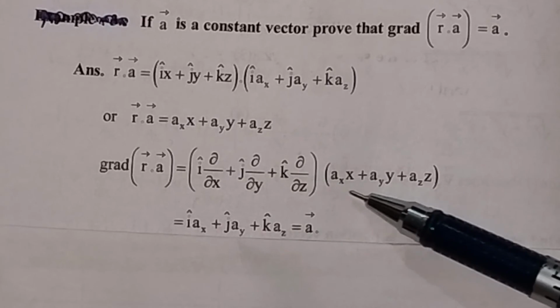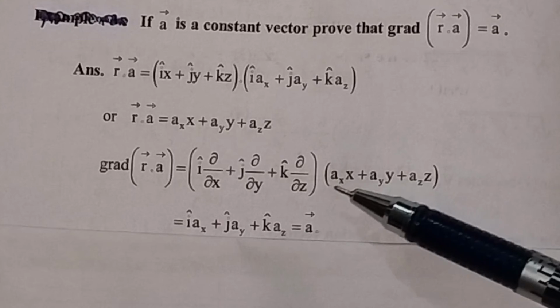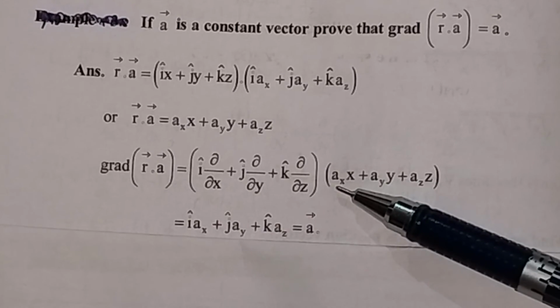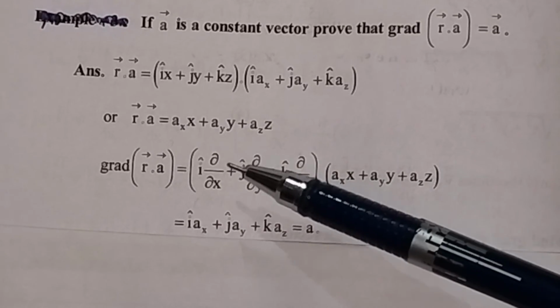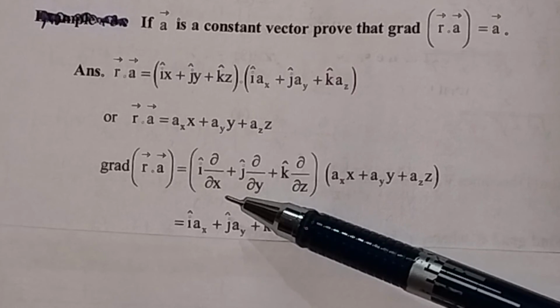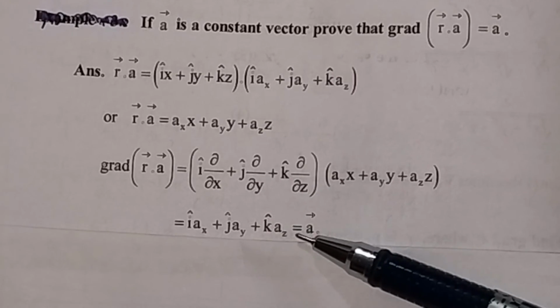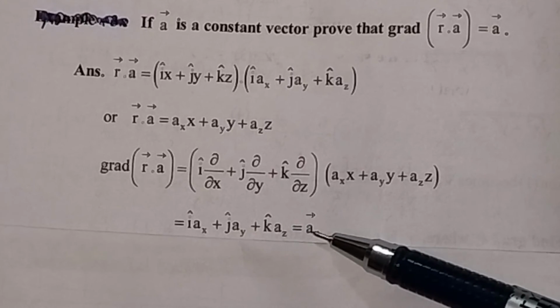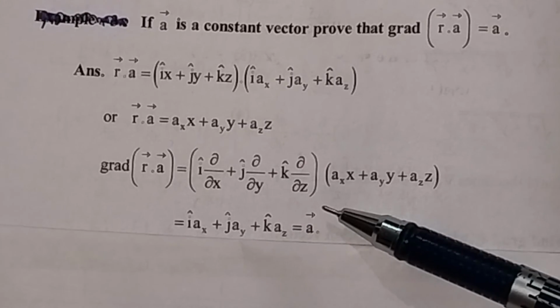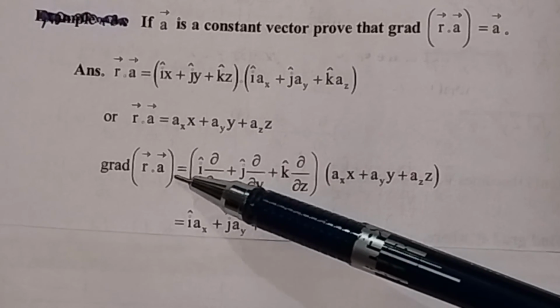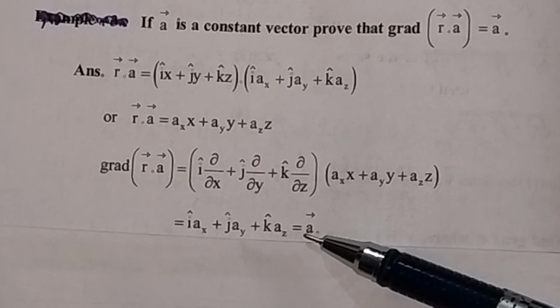So del operator on this scalar quantity will be equal to i cap ax, because partial derivative of x with respect to x is equal to 1. Similarly, j cap ay plus k cap az, and this is nothing but your constant vector A. So gradient of r dot A will be equal to the constant vector A.